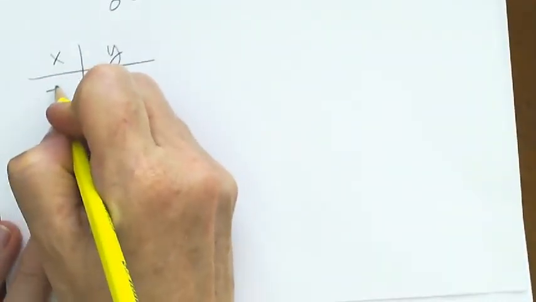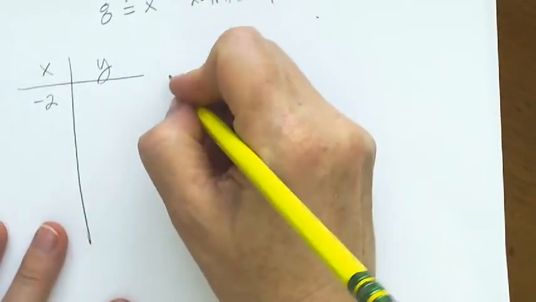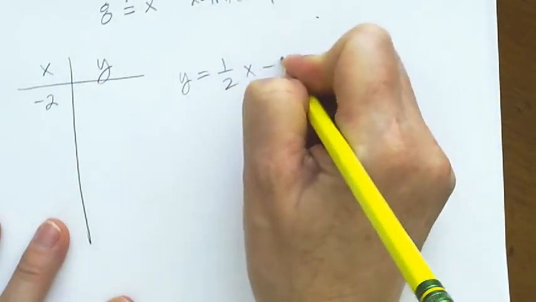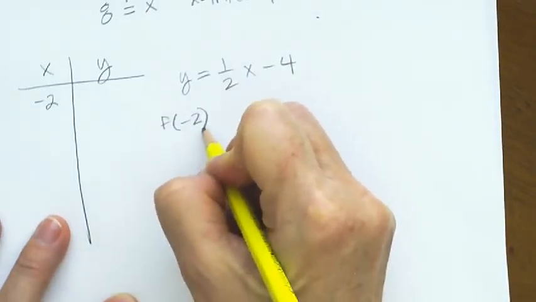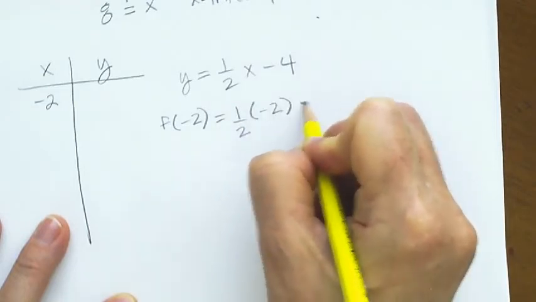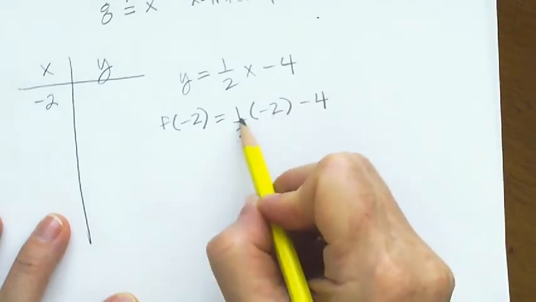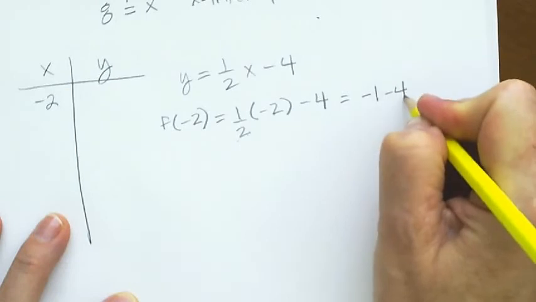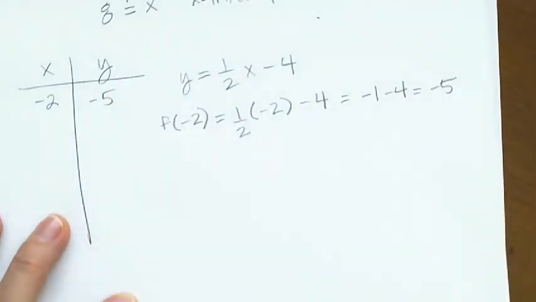So let's start with x equals -2. If I plug in -2 into y equals 1/2 x minus 4, okay, if I were using function notation, I would do this. f of -2 is 1/2 times -2 minus 4. The 2's would cancel out and this one would be negative. So that would give me -1 minus 4, which would be -5.